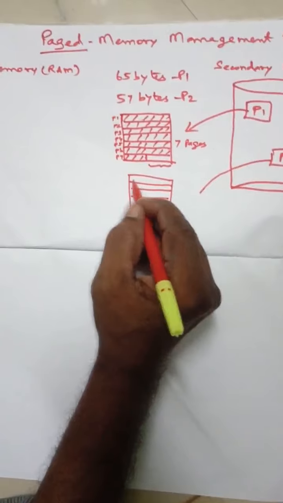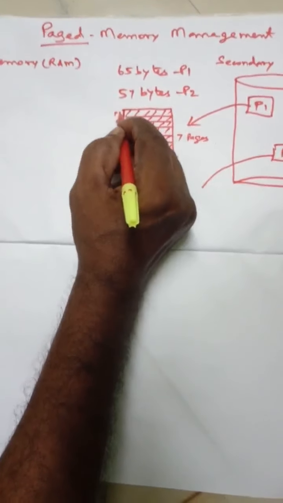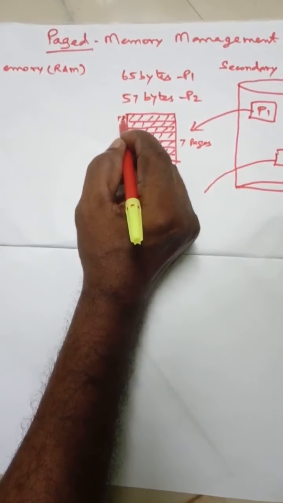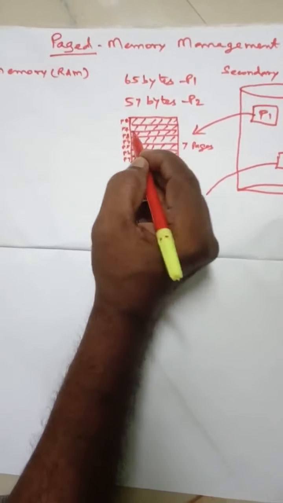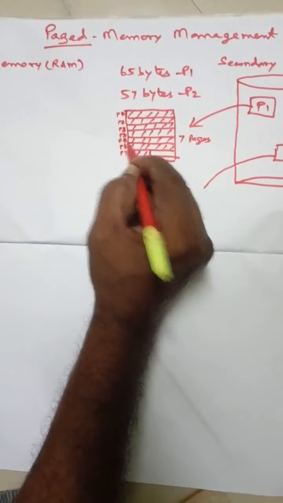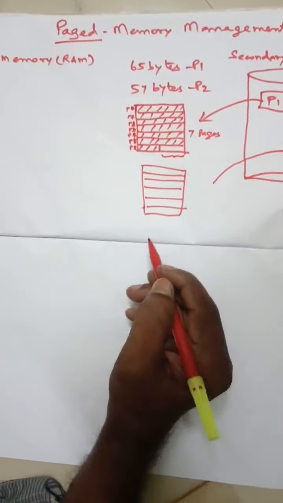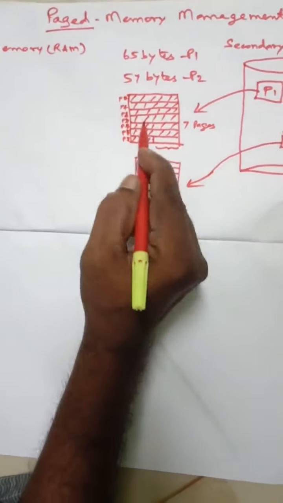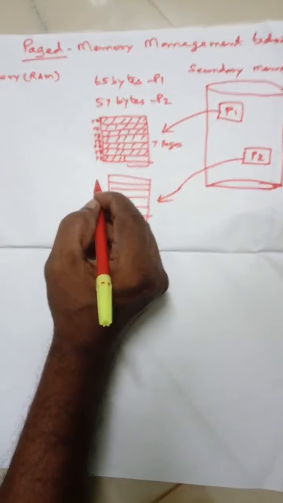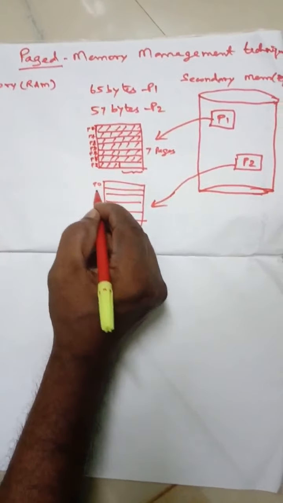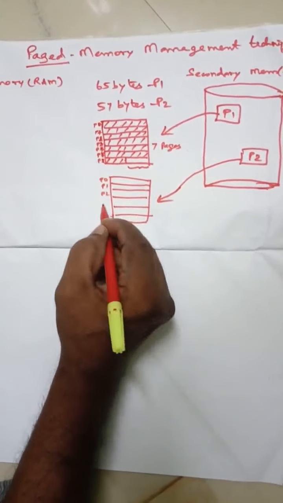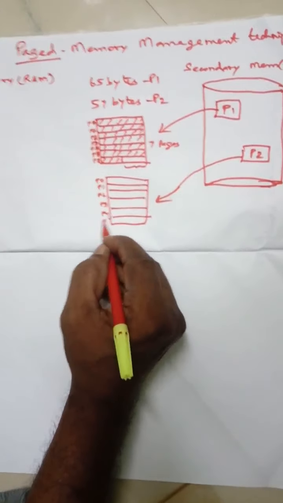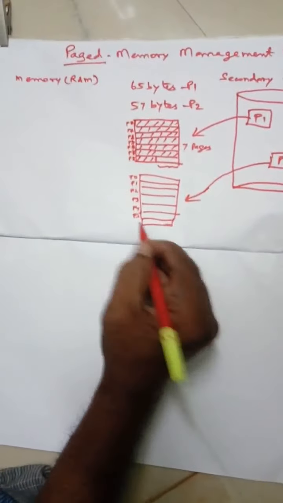Here the page number starts from 0. So page number 0, page 1, page 2, page 3, page 4, page 5 and page 6, totally 7 pages for program 1. Likewise, here there are 6 pages.